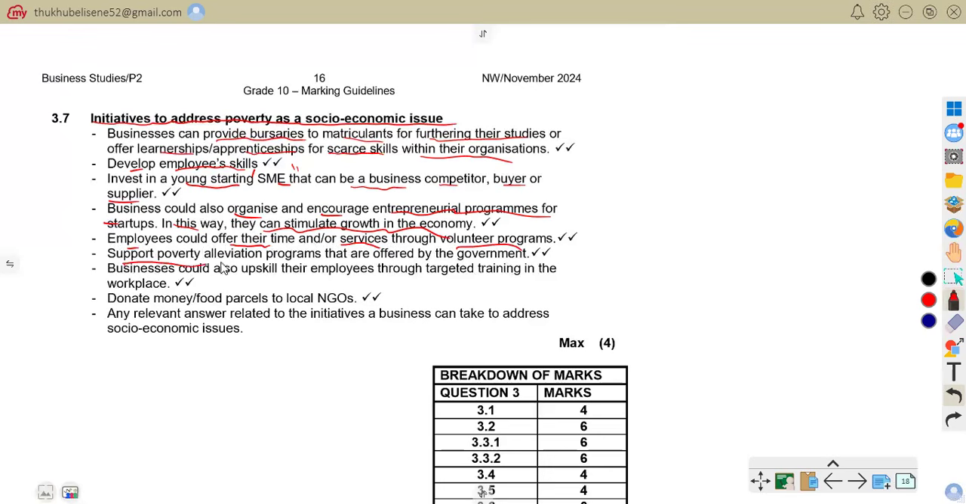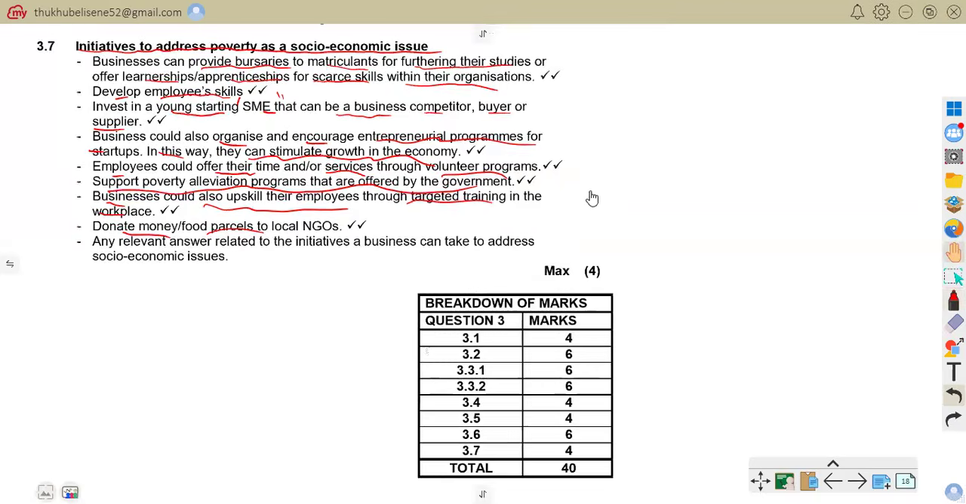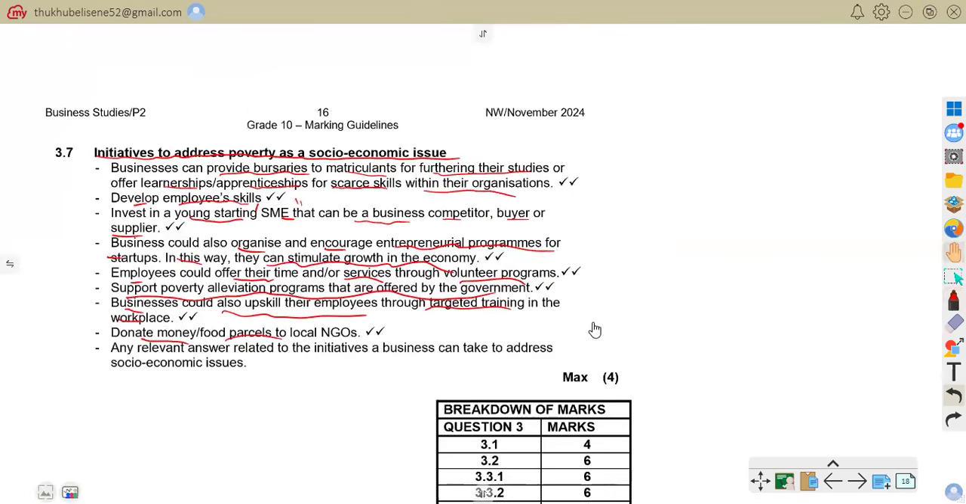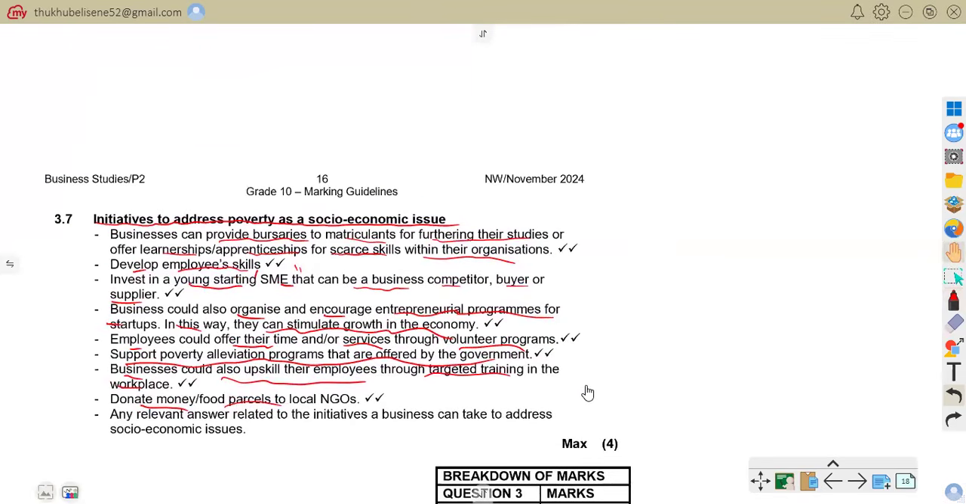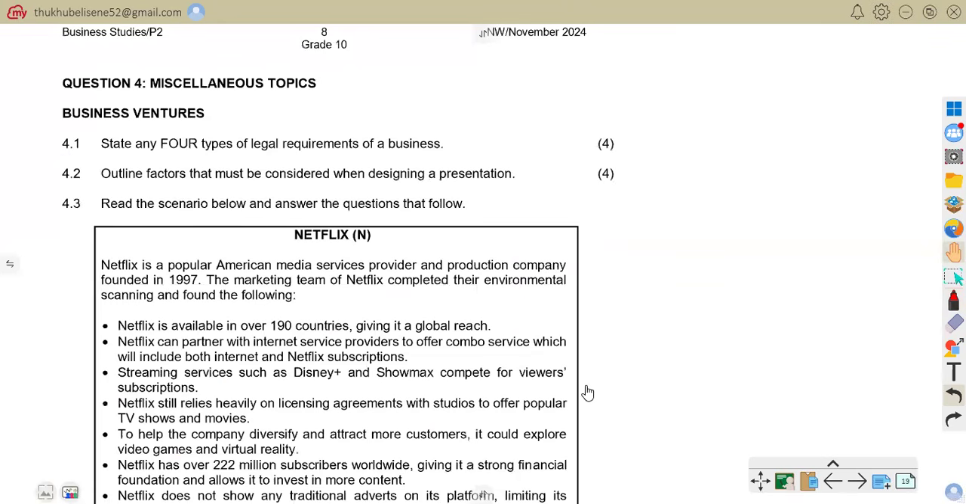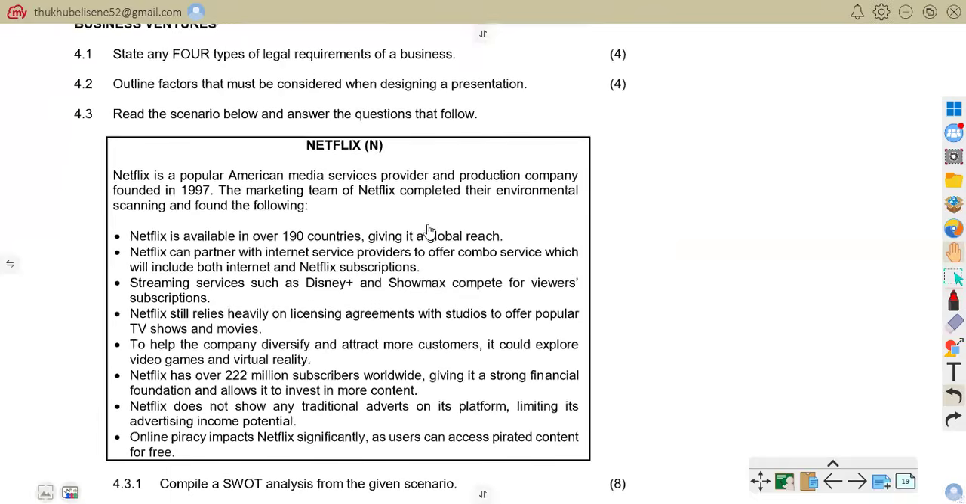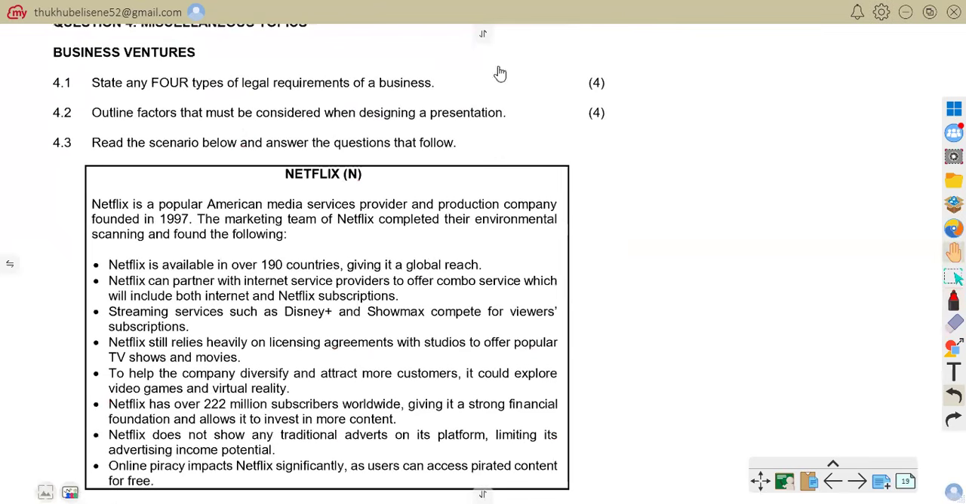These support poverty alleviation programs that are offered by the government, as employees or as employers as well. Business could also upskill the employees through targeted training in the workplace. Donate money or food parcels, or any relevant answer. So that is the end of question 3, and we have to move on to question 4.